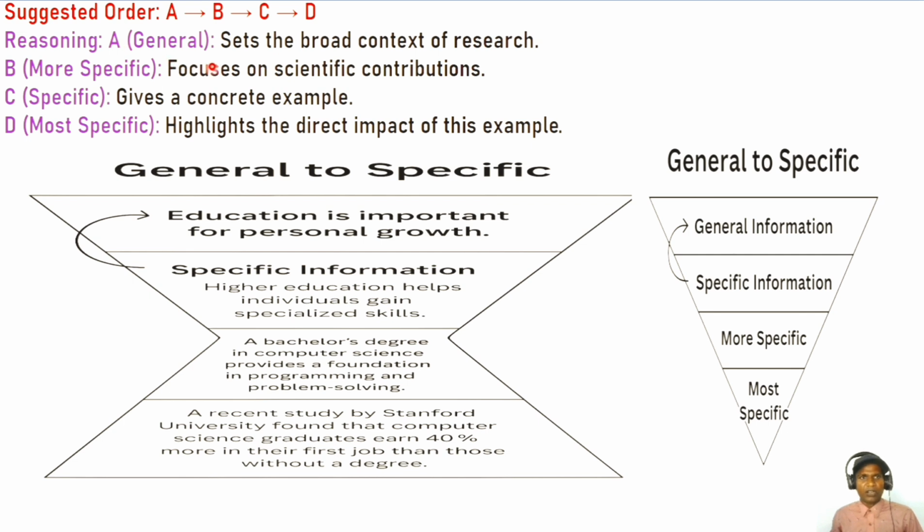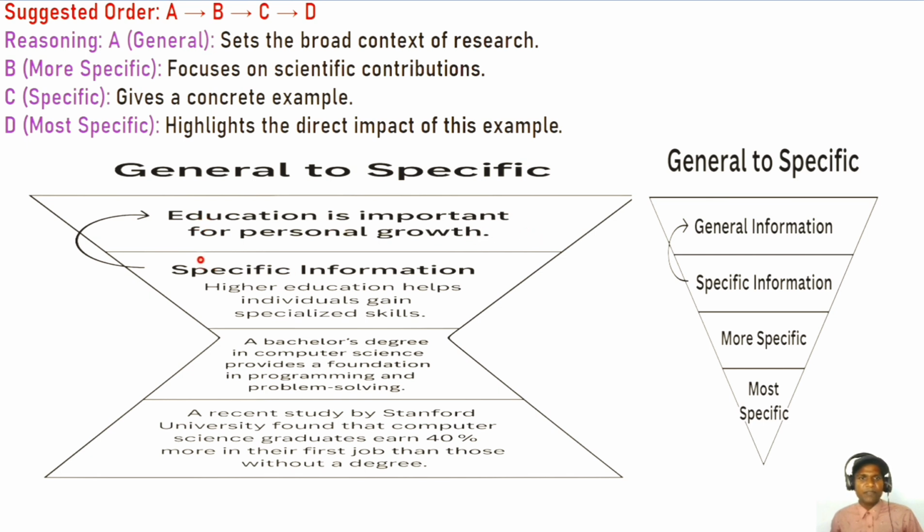Reasoning: A, general, sets the broad context of research. B, more specific, focuses on scientific contributions. C, specific, gives a concrete example. D, most specific, highlights the direct impact of this example. Once again, you can see here, general to specific.